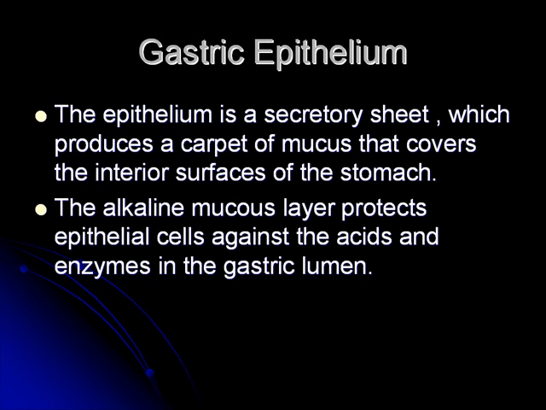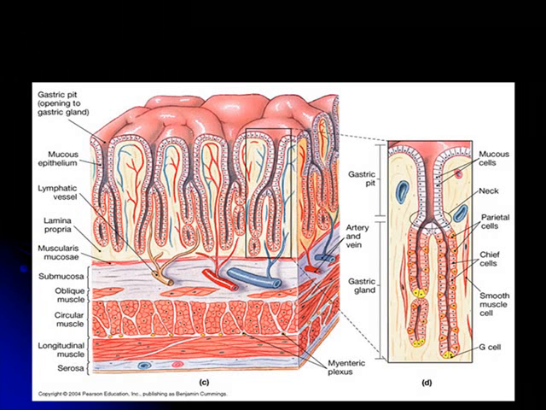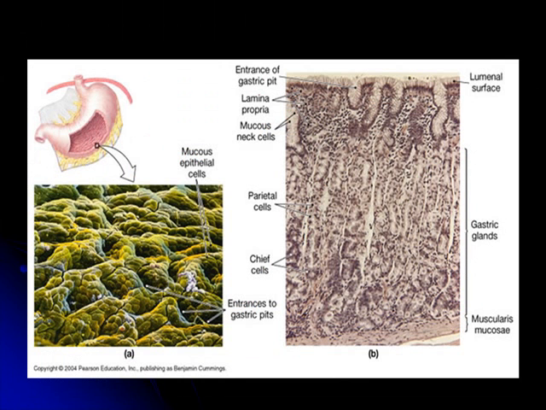Now, the gastric epithelium is a secretory sheet which produces a carpet of mucus that covers the inner surface of the stomach. The alkaline mucus layer protects the epithelial cells against the acid and enzymes of the gastric lumen. This is an illustration again from your textbook demonstrating to you the cross-sectional view and histological view of the stomach.